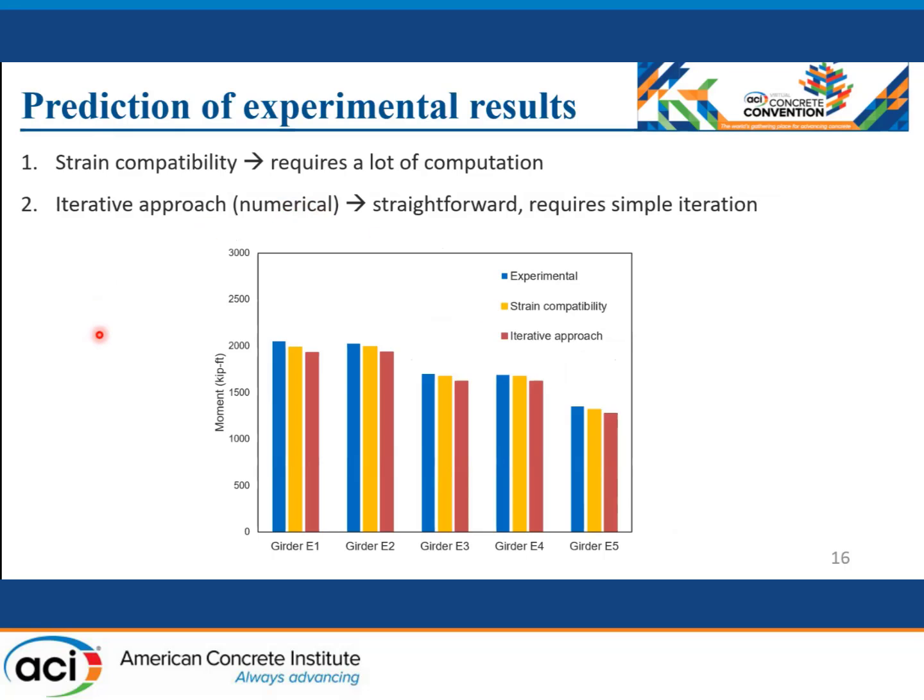Prediction of experimental results. As I mentioned before, we use two approaches. One of them is strain compatibility. Actually, this approach requires a lot of computation. The second approach was the iterative approach. It's straightforward and requires simple iteration. And here we can see that both approaches predicted the experimental moment very well. The iterative approach was very simple compared to the strain compatibility approach.